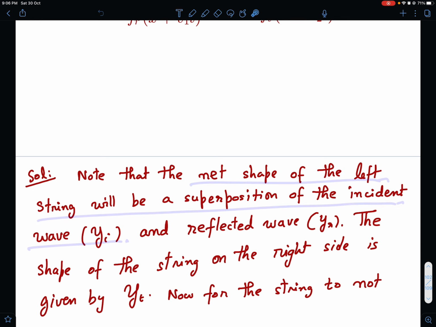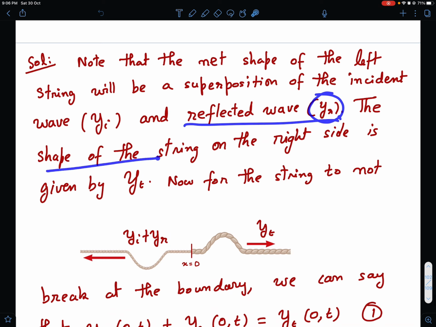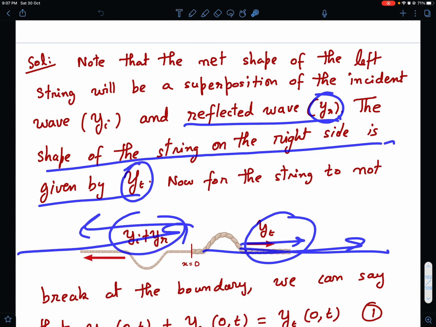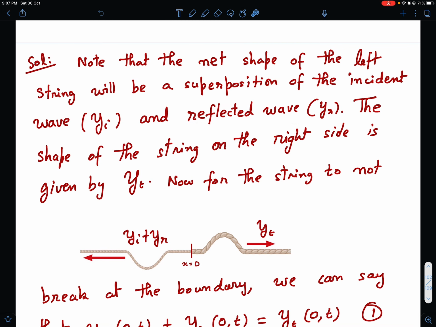Note that the net shape of the left string will be the superposition of the incident wave function yi and the reflected wave function yr, and the shape of the string on the right side is given by y transmitted. Because there's only one wave on the right hand side, whereas on the left hand side there is the incident wave as well as the reflected wave.